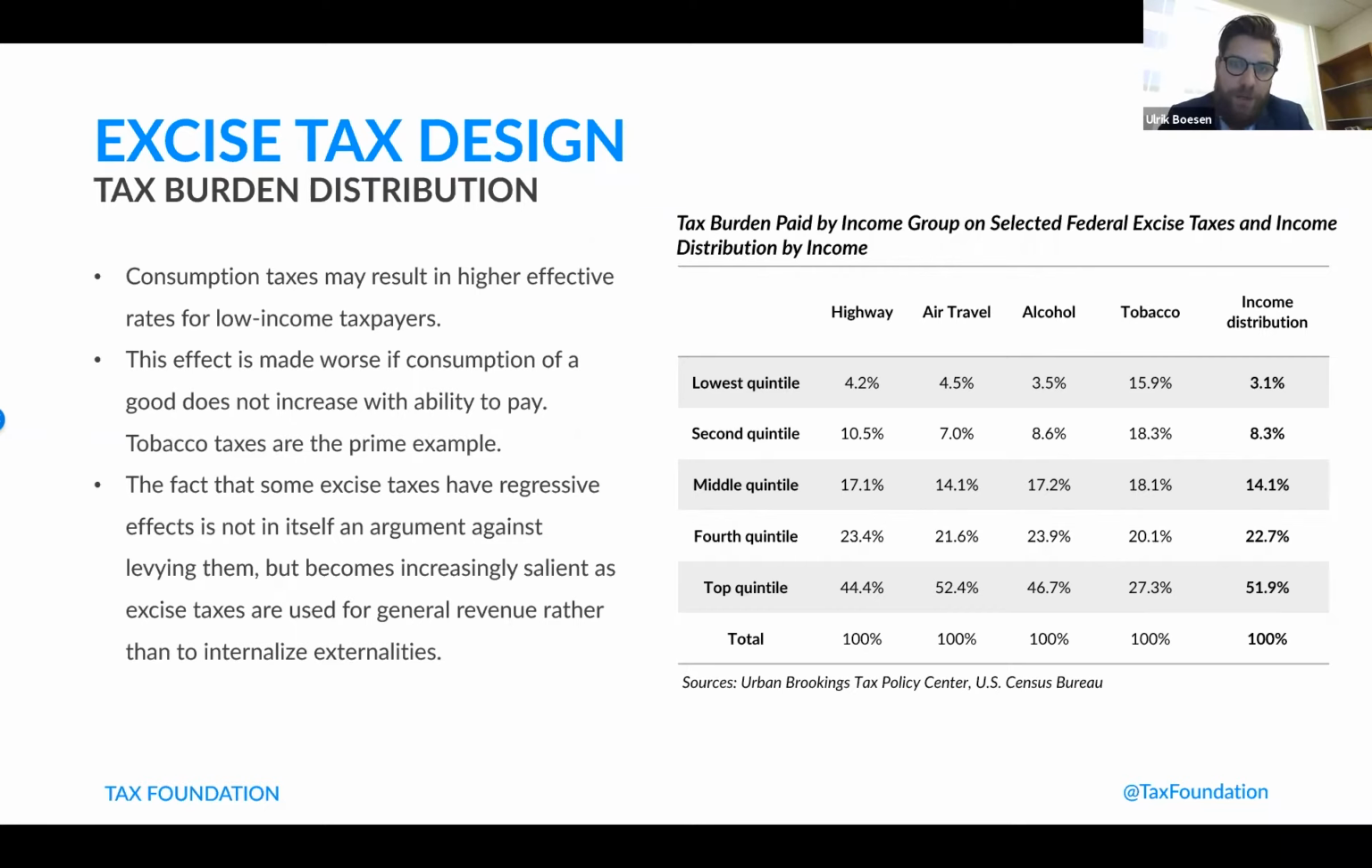Tobacco is an outlier here. It does still follow the income distribution. It is still true that the top quintile pays more than the lowest quintile, but it's much, much flatter and illustrates how regressive tobacco taxes really are. Now, just because these taxes are regressive doesn't mean you shouldn't levy them. There are still legitimate reasons to levy excise taxes. But it does underline the point that we don't want to rely on these taxes for general revenue. We should rely on them to internalize externalities.